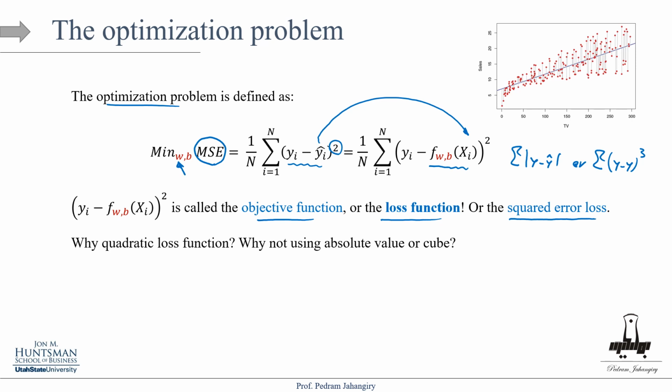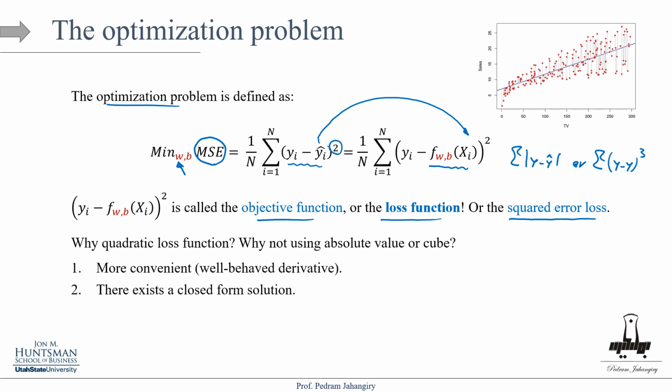Yeah, as you may have guessed, the answer is it is more convenient to work with a quadratic loss function. Why? Because it is well behaved. And by well behaved, I mean it's going to be continuous and there's a derivative at every single point. So it's well behaved. And also, there exists a closed form solution.